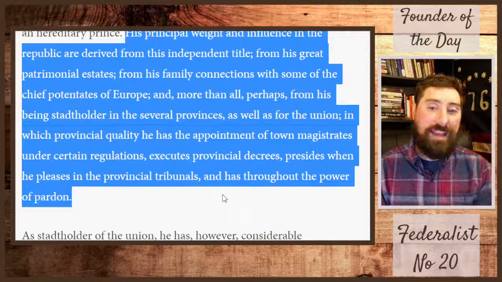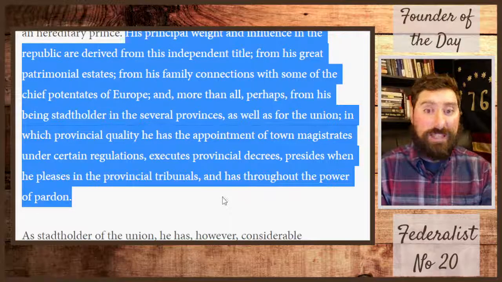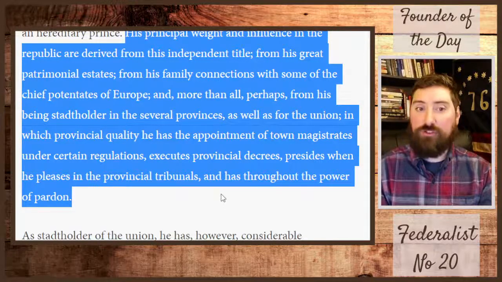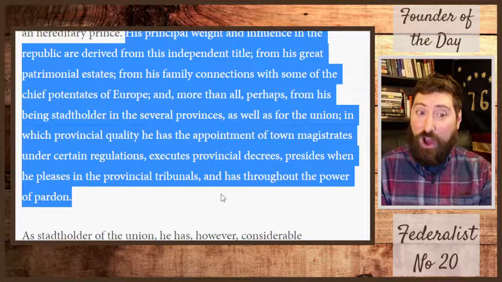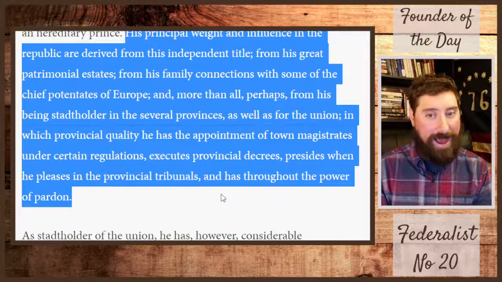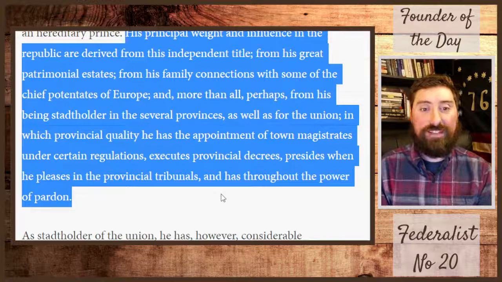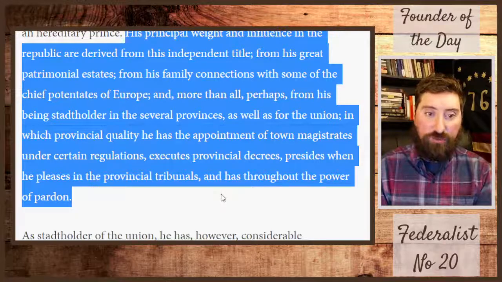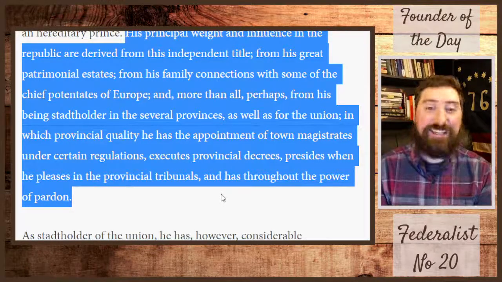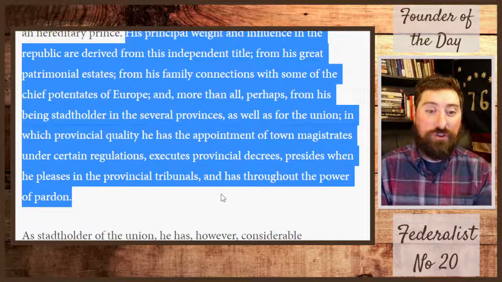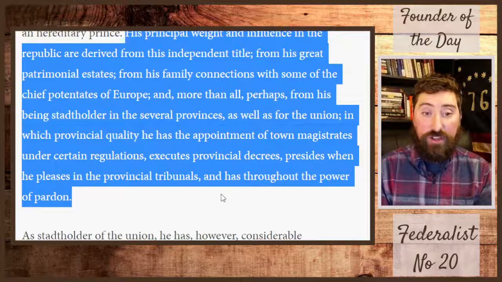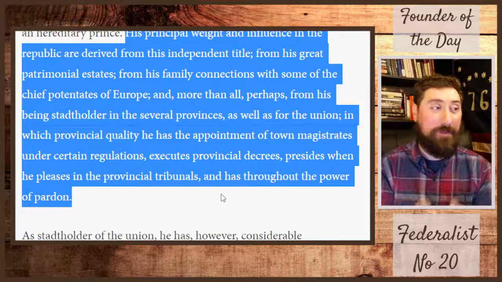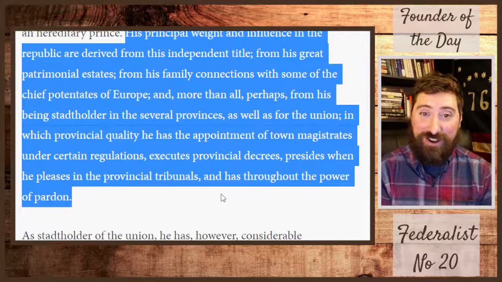His principal weight and influence in the Republic are derived from this independent title, from his great patrimonial estates, from his family connections with some of the chief potentates of Europe, and more than all, perhaps, from his being stadtholder in the several provinces, as well as for the Union, in which provincial quality he has the appointment of town magistrates under certain regulations, executes provincial decrees, presides when he pleases in the provincial tribunals, and has throughout the power of the pardon. Woo, I couldn't get those words out, huh? That's a really lengthy sentence.